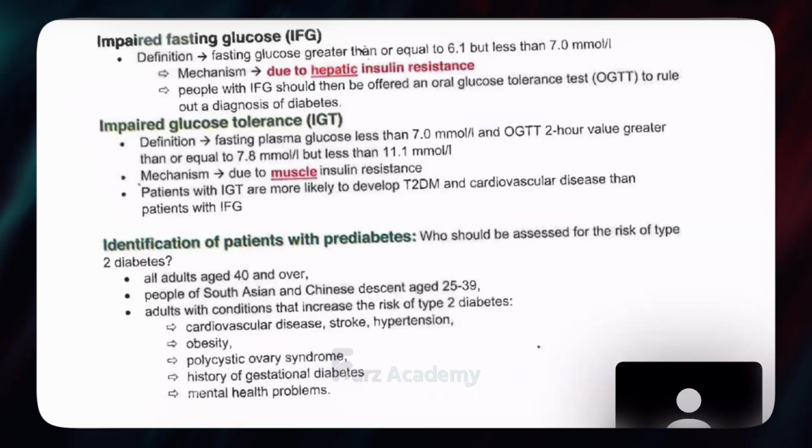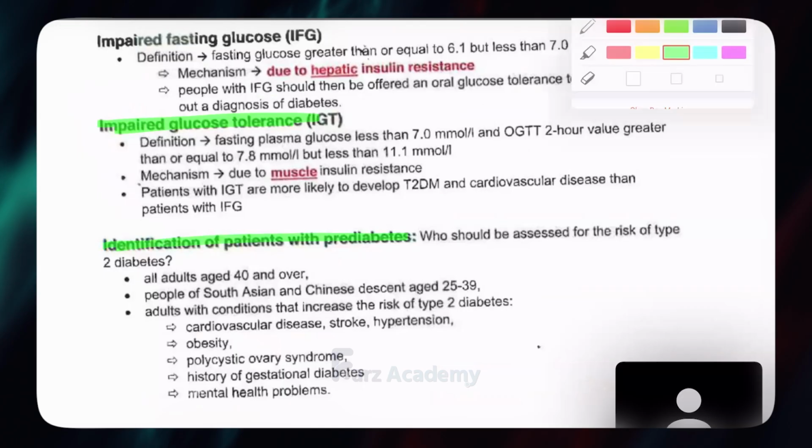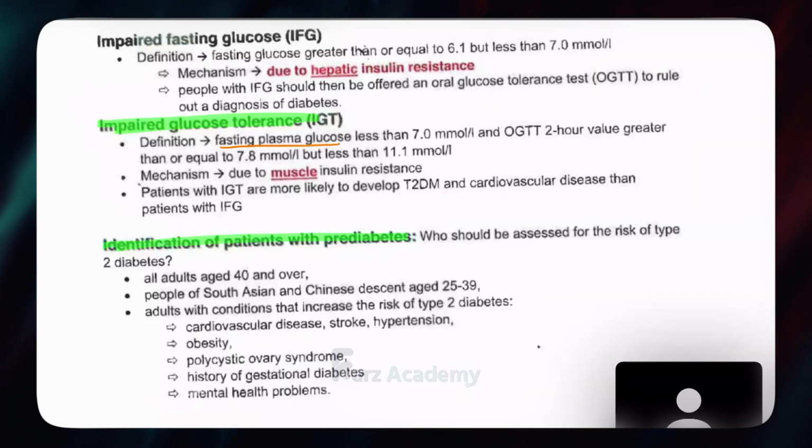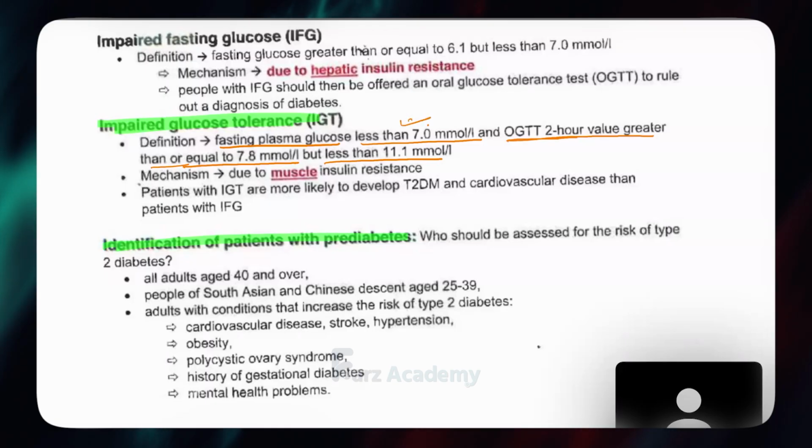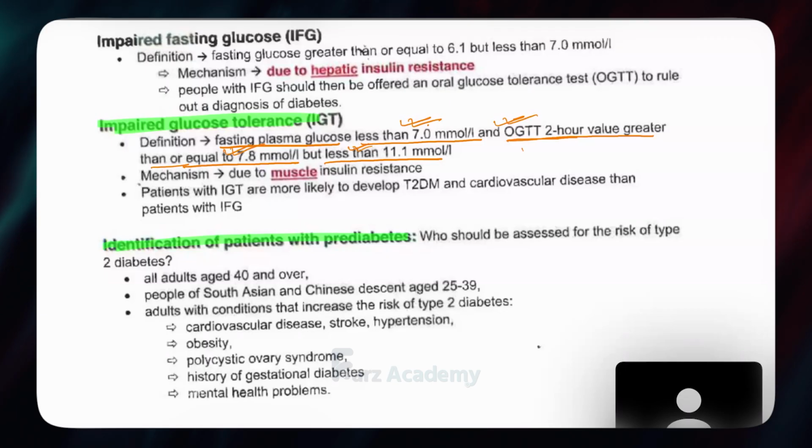So what is impaired glucose tolerance and what is pre-diabetes? Let's see one by one. Impaired glucose tolerance means a fasting plasma glucose, that is FPG, less than 7. However, the OGTT, that is the oral glucose tolerance test, 2-hour value is greater than or equal to 7.8 millimoles per liter, but less than 11.1. Once again, these values you need to know. So fasting blood glucose less than 7, but an OGTT value greater than 7.8, less than or equal to 11.1.